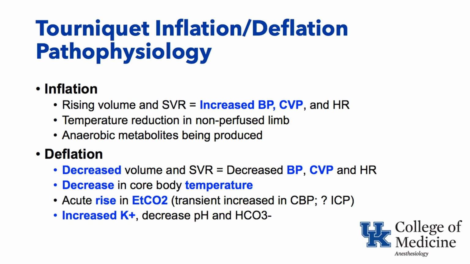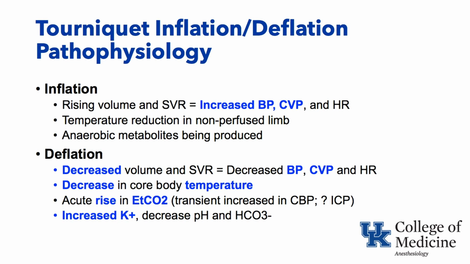Issues with inflation and deflation of a tourniquet. When you inflate a tourniquet, the systemic vascular resistance goes up, and as the volume and systemic vascular resistance go up, your blood pressure and CVP will go up during inflation. That limb will continue to metabolize anaerobically and produce acid, and the temperature will go down in that limb, so that when you deflate the tourniquet, all of those anaerobic metabolites are going to go into the central circulation, things like acid, CO2, and the blood that is in that limb will be cooler and will decrease core body temperature.